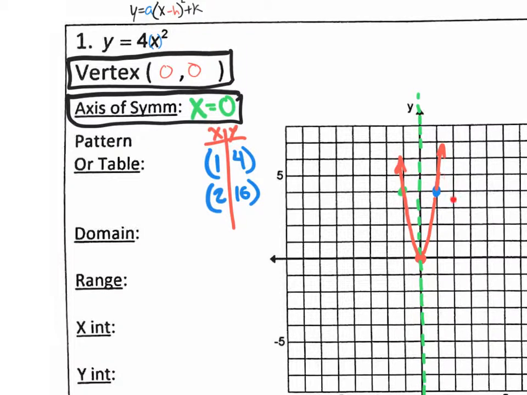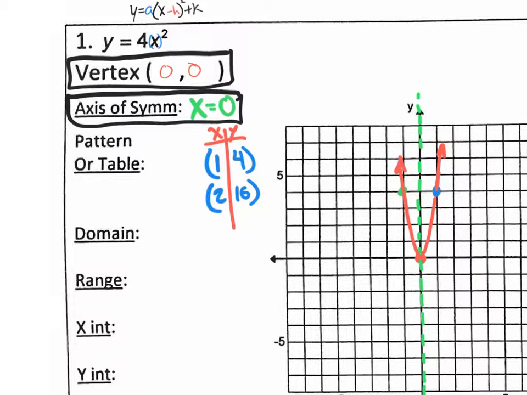A graph is a representation of all the solutions that work for an equation, right? The 1 for the x gives you the 4 for a y. That'll be a true statement. The 2 for the x, when you do the math, it'll give you 16 for y. That's a true statement. So an XY table really does provide you with all the solutions that exist to an equation. But if you didn't want to use an XY table, you could use the pattern.